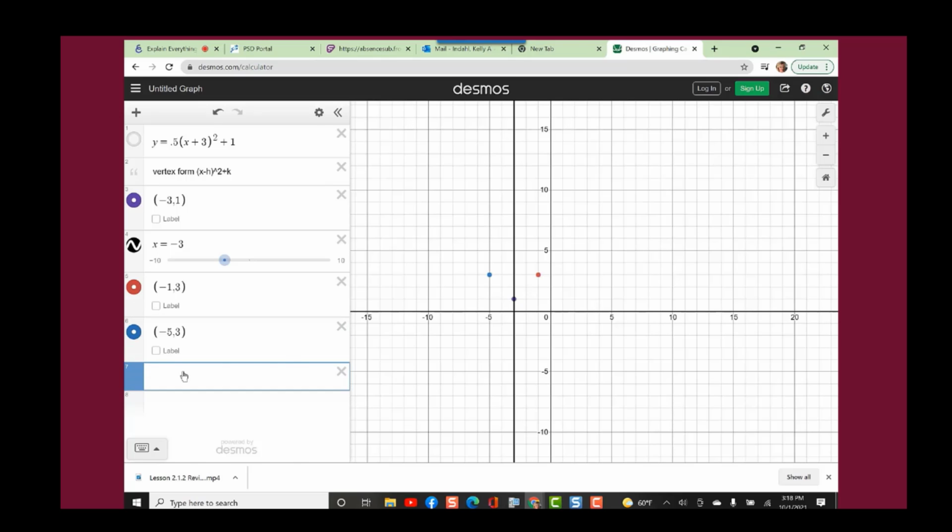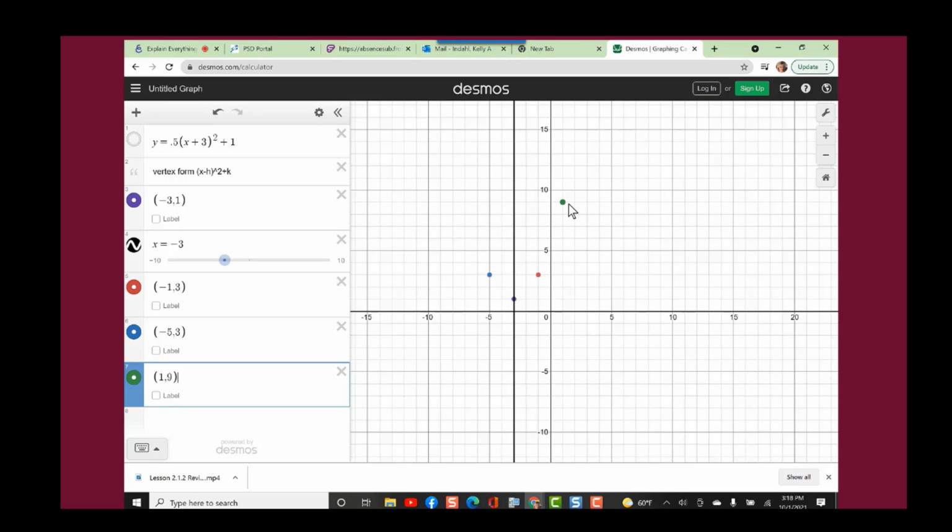And so another point I picked was a positive 1, because again, I'm trying to avoid fractions. So I'm going to plug in a 1. Okay, and 1 plus 3 is 4. 4 squared is 16. 16 times 0.5 is 8. And 8 plus 1 is 9. So 9. I'm sorry. I hope you're following all that math when I do it. If not, you can always just write it out on paper. Plug in the x value I'm giving you, put it into the equation on paper, and see if it makes sense to you. All right.